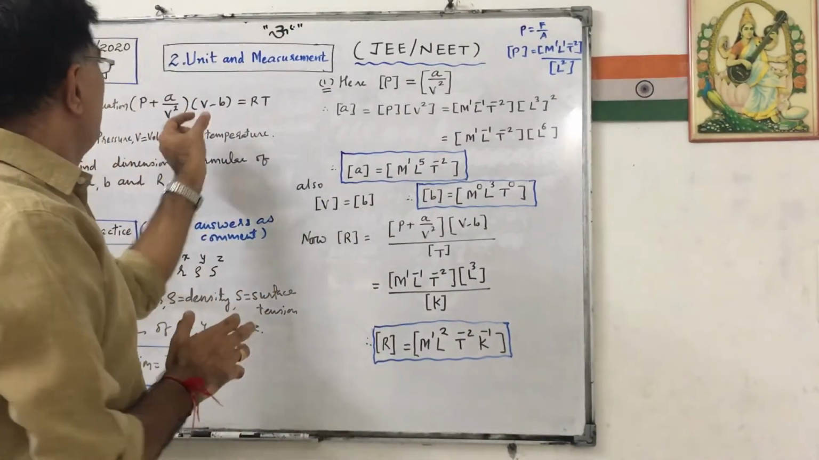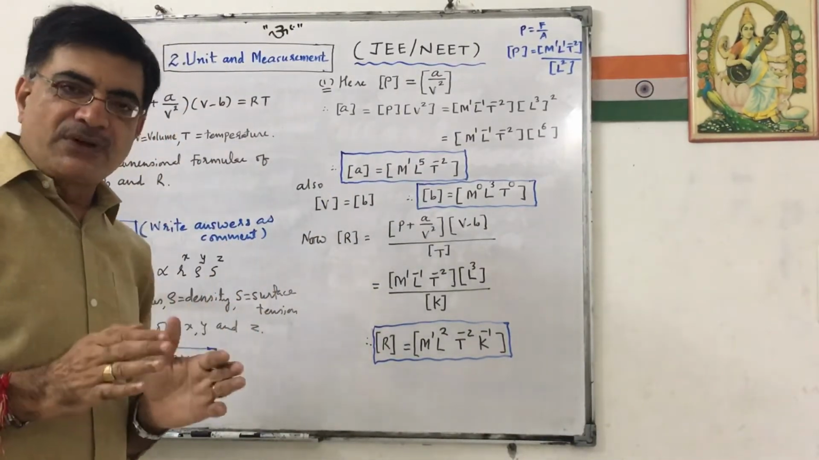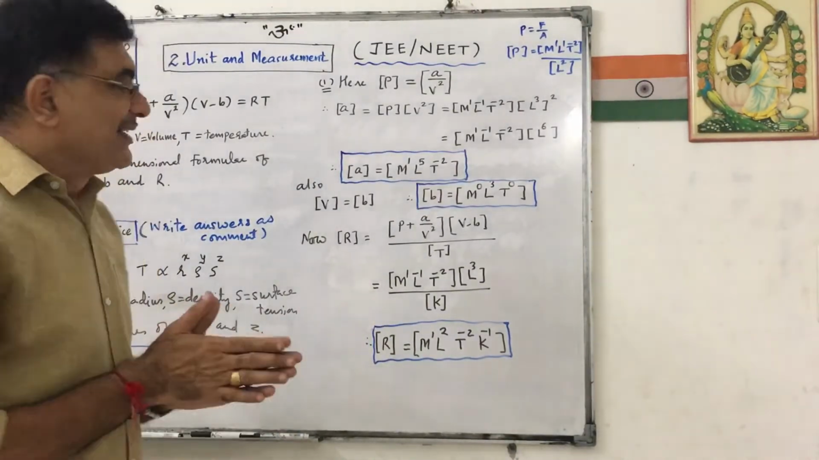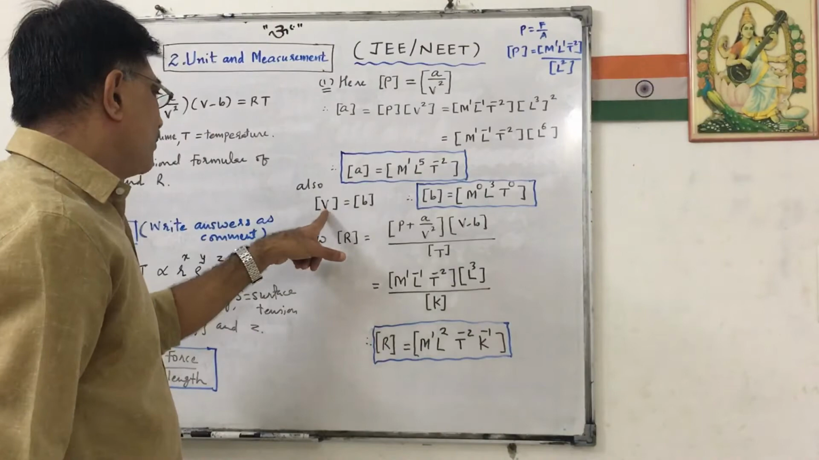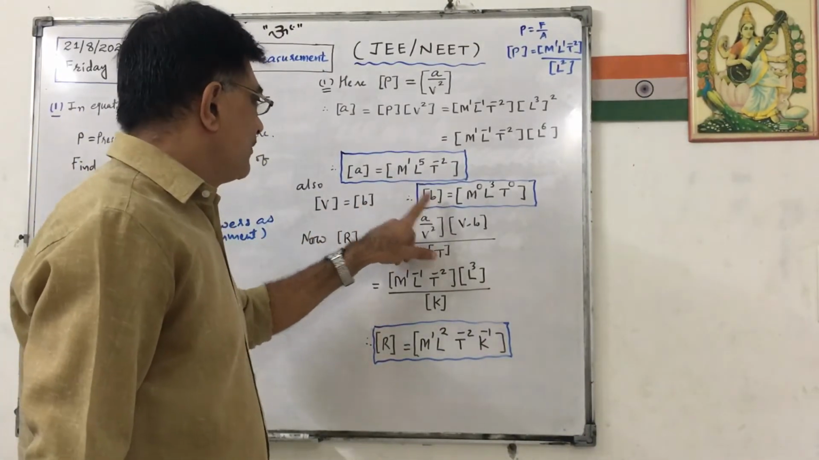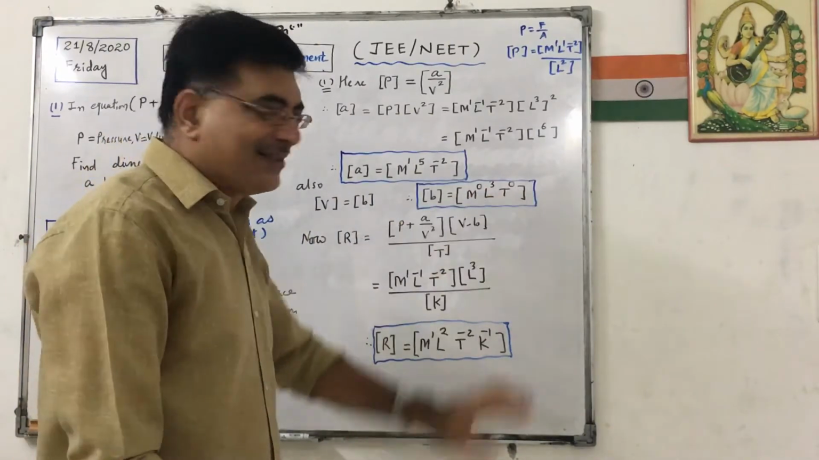Now again, we know that V − B is possible only if the dimensions are equal. So the dimensional formula of V equals the dimensional formula of B. So the dimensional formula of B equals that of volume, that is M⁰L³T⁰.